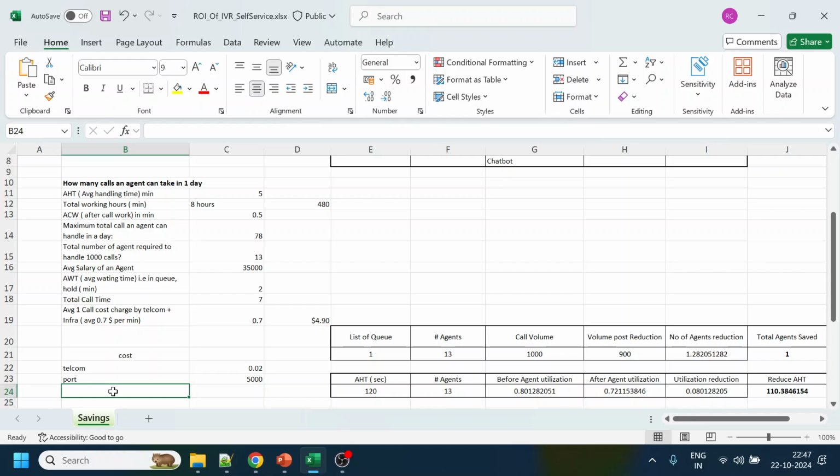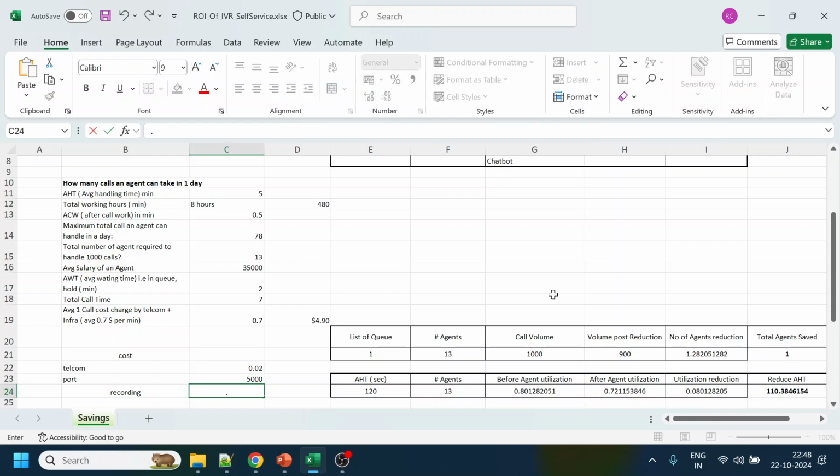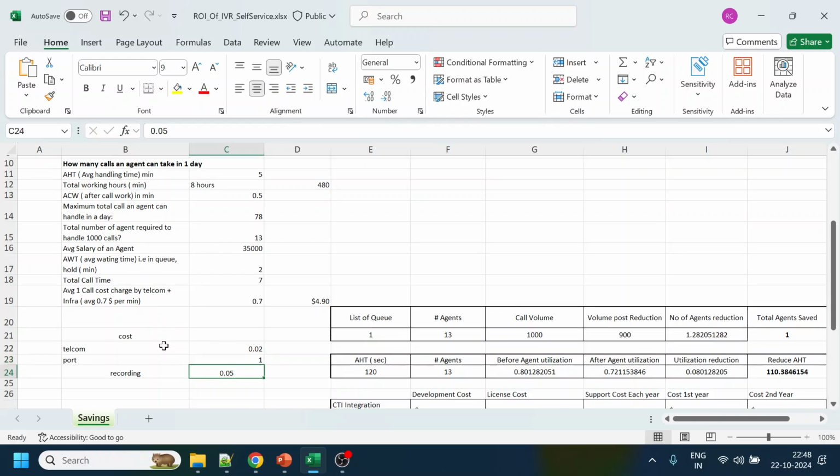Then a recording solution comes into the picture. For every minute or every second the call is in your contact center, there is a recording going on, so that is included. That goes around, let's say, 0.5 cents or 5 cents, right? And then the porting, the number of parallel calls, also comes into the picture. It comes to around $1 or something like that.